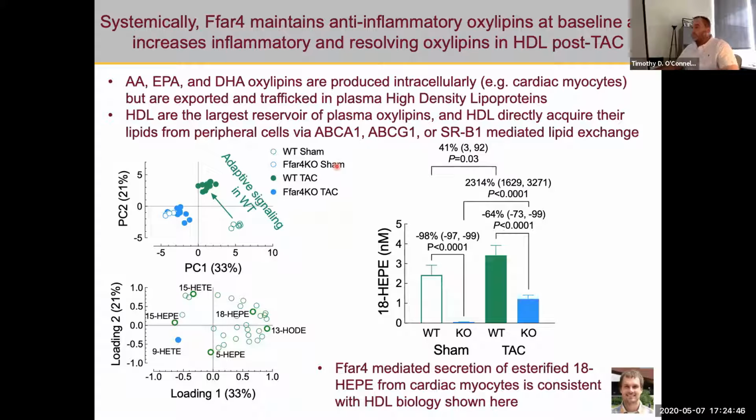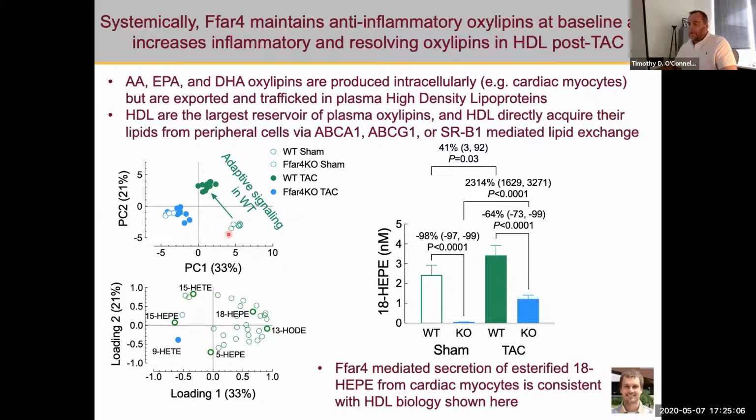So 4 weeks following TAC, we isolated plasma lipoproteins, specifically HDL, from the wild type and the KO, again in green and blue, and compared sham to TAC. And the first thing we did, like the gene expression data, was a principal component analysis to see if we could see any global differences. And in fact, we saw some significant differences.